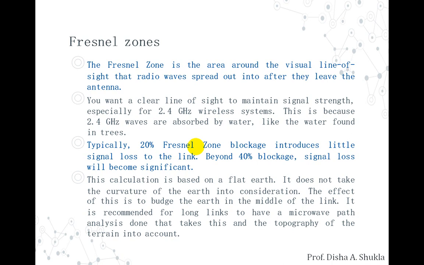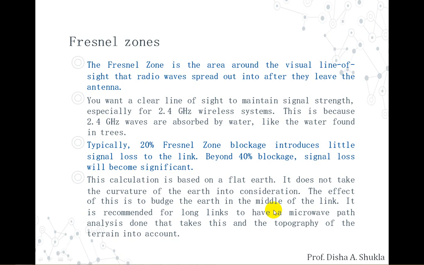Now if you want a clear line of sight to maintain the signal strength, especially for a 2.4 GHz wireless system, because 2.4 GHz wireless systems can be absorbed by water, like the water found in trees, it is necessary that we maintain signal strength in the line of sight. Typically 20% Fresnel zone blockage introduces little signal loss to the link.